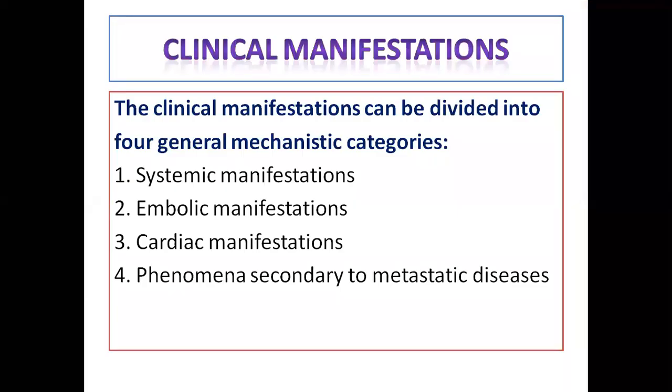The clinical manifestation can be divided into general mechanism categories. We have 4 categories that will explain the clinical manifestation. First one is the systemic manifestation, then embolic manifestation, cardiac manifestation, and phenomena secondary to metastatic disease. And we'll go through each one by one.